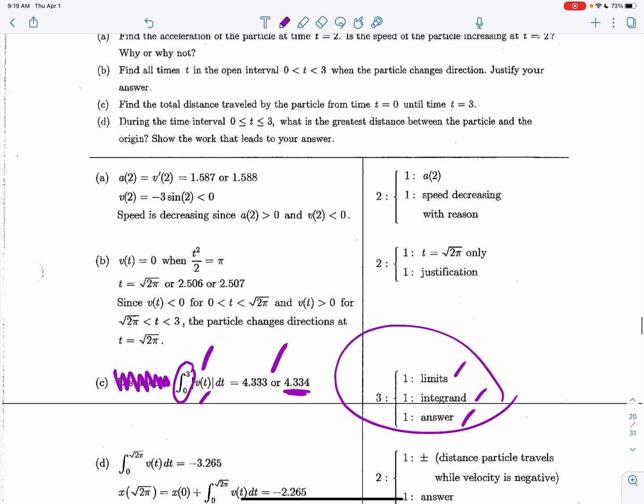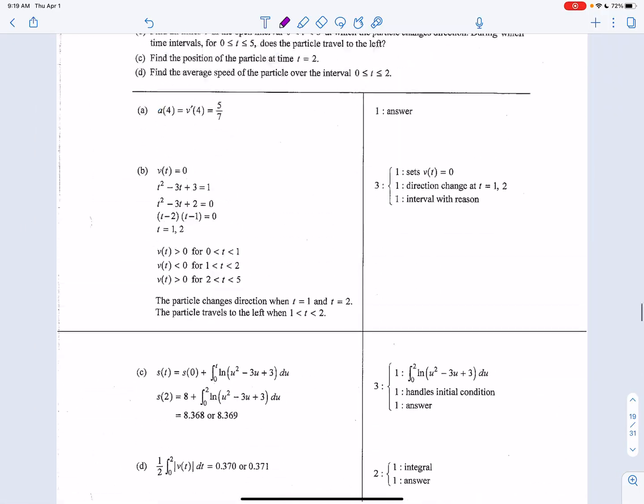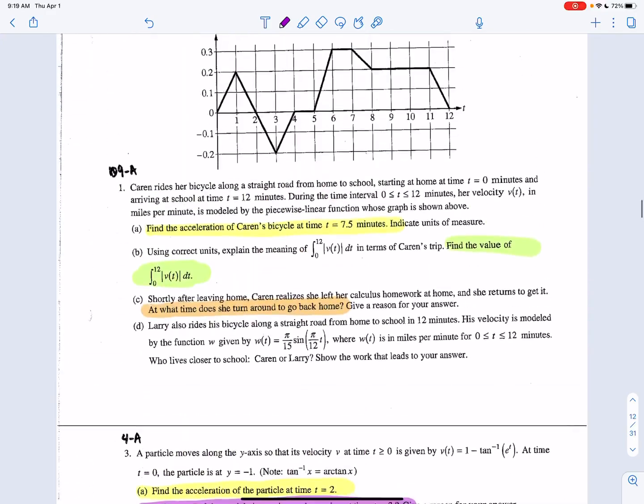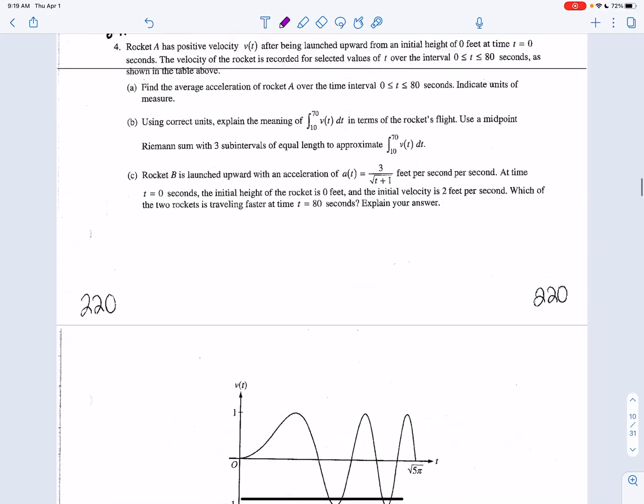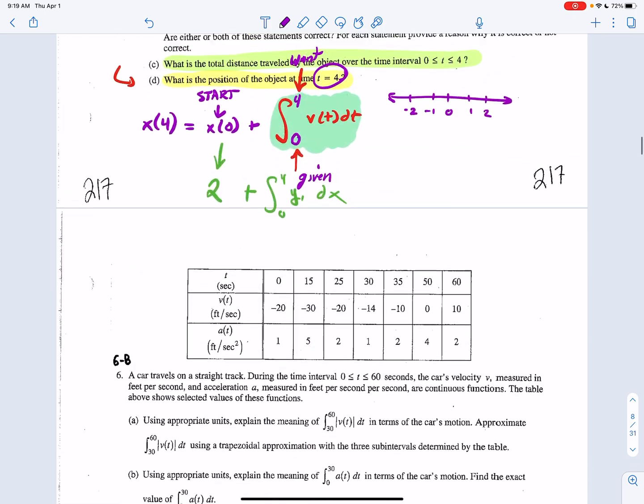So total distance, just remember, is the integral of speed. With distance, you don't care about direction, so absolute value gets rid of the direction. That pops up a lot. Okay, so one more that's a little bit different, but not really.